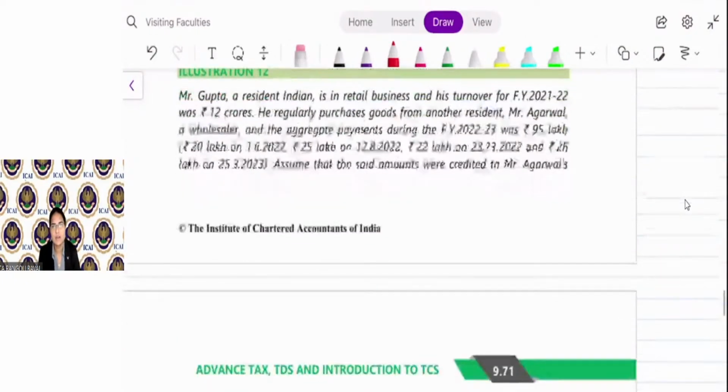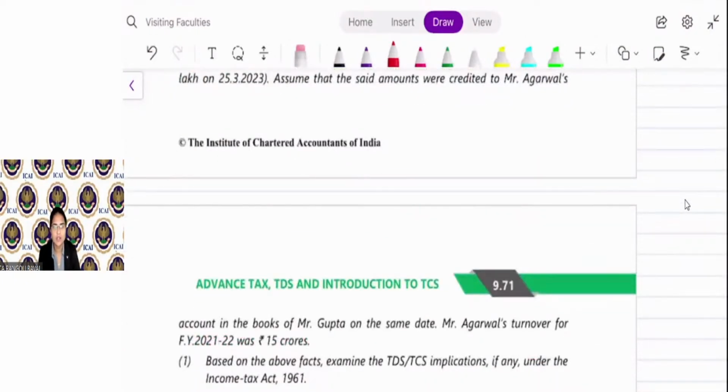Assume that the said amount were credited to Mr. Agrawal's account in the books of Gupta on the same date. Mr. Agrawal's turnover for financial year 21-22 was 15 crore.